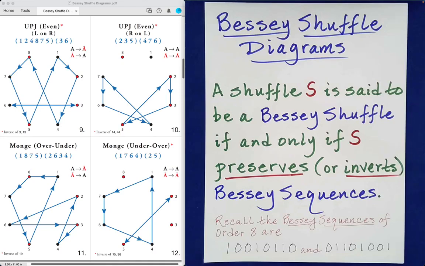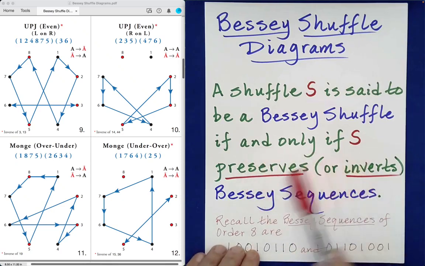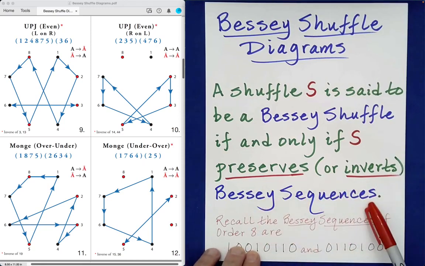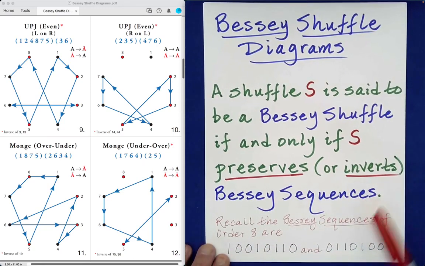This is our third video dedicated to Bessey shuffle diagrams. Quick review. A shuffle S is said to be a Bessey shuffle if and only if S preserves or inverts Bessey sequences. Recall, the Bessey sequences of order 8 are 1, 0, 0, 1, 0, 1, 1, 0, and 0, 1, 1, 0, 1, 0, 0, 1.